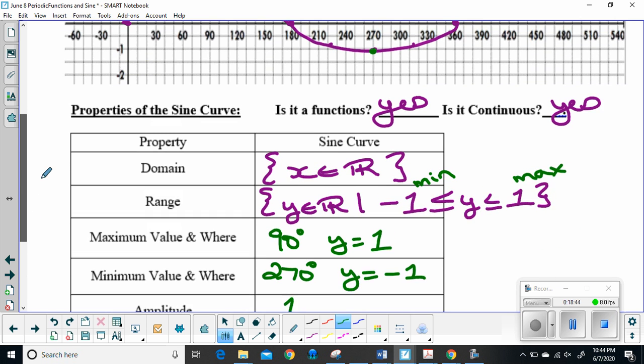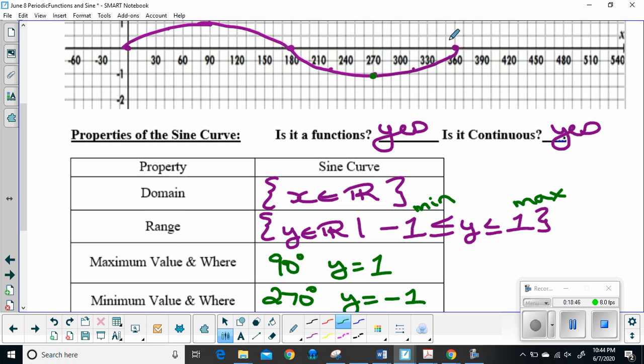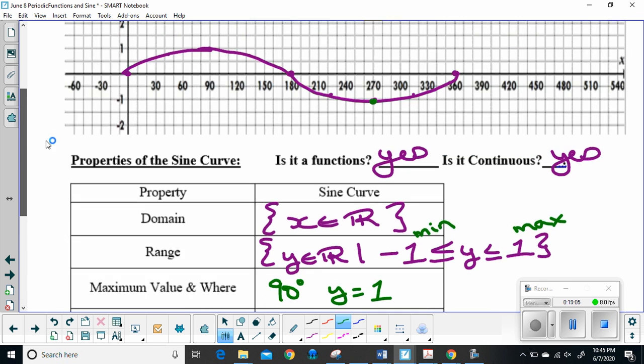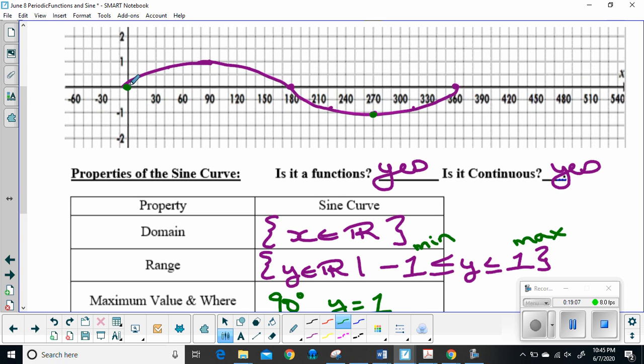Our x-intercepts, we had several of them. We had it at 0, 180, and 360. 0 degrees, 180 degrees, 360 degrees. So with sine, remember, that was our y value. So y is 0 at each of those. Okay, and our y-intercept is at 0, 0 right here.